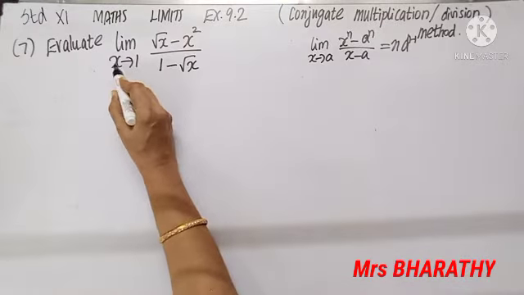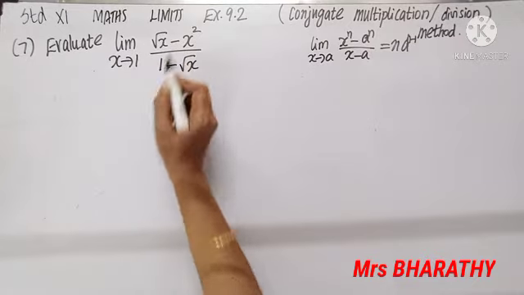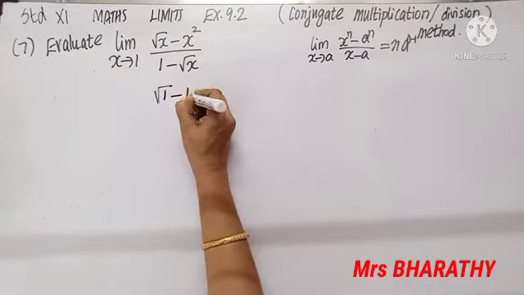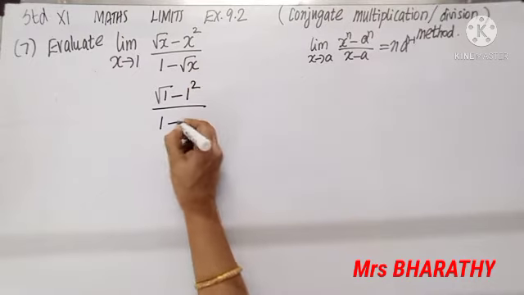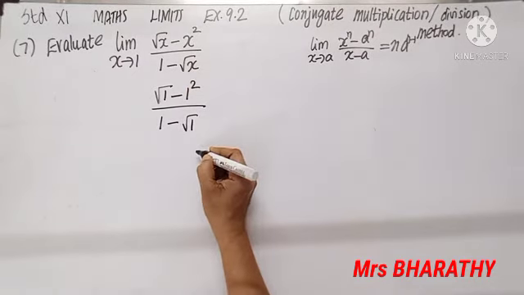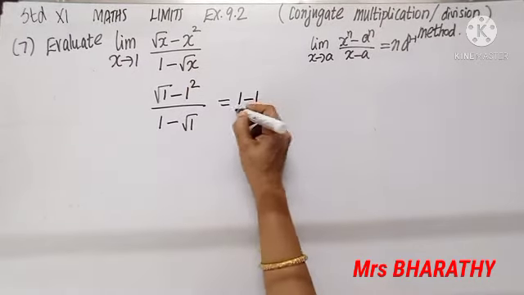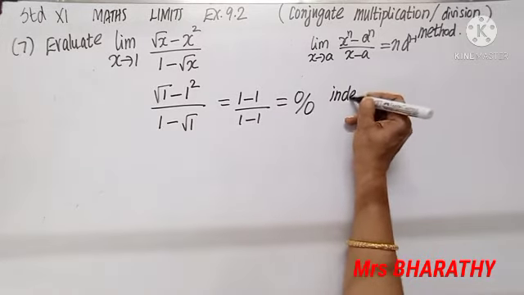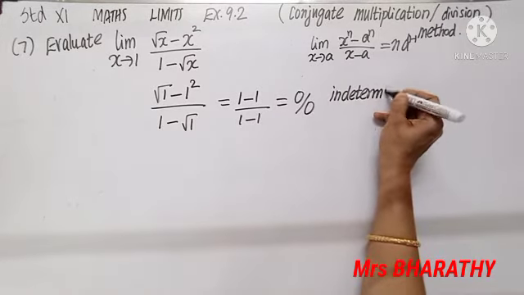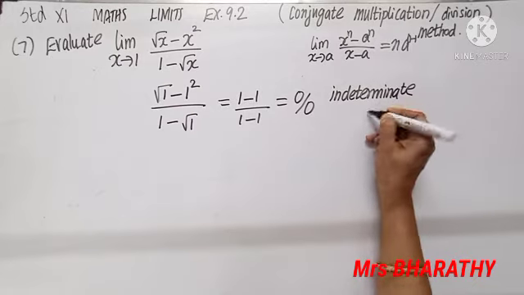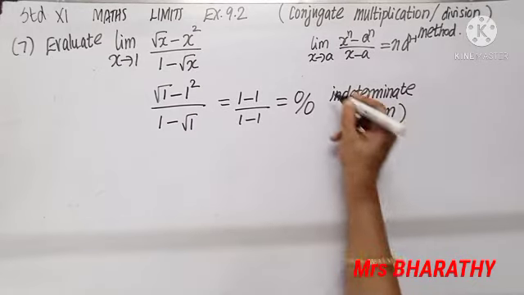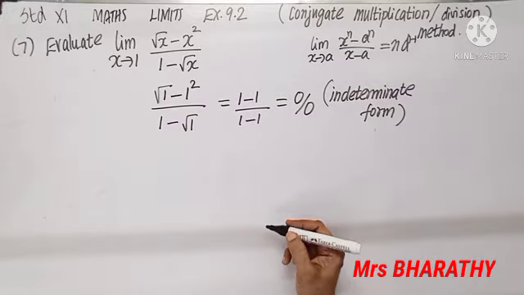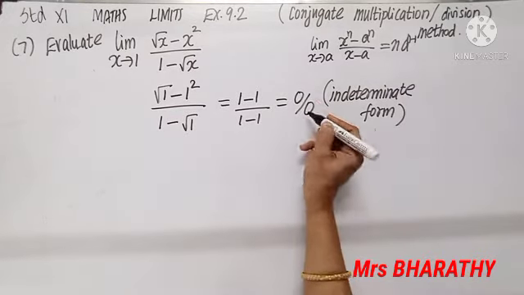Substitute x equals 1 in this expression. See what I get. Root 1 minus 1 squared by 1 minus root 1. That is 1 minus 1 by 1 minus 1, which gives me 0 by 0. That is an indeterminate form. Whenever I get an indeterminate form, I should use some algebraic methods to avoid that indeterminate form.